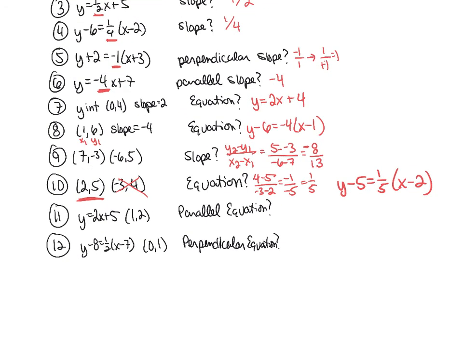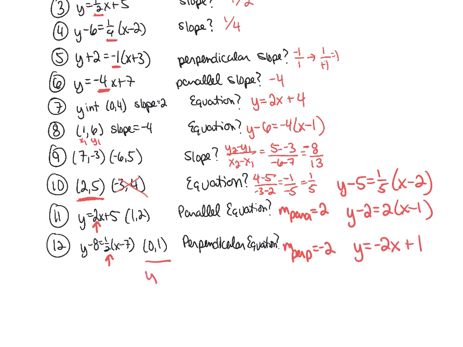Number 11 wants a parallel equation. So all I care about is the slope. M parallel would equal 2. So my equation is going to be y minus 2 equals 2 times x minus 1. My perpendicular equation, my slope is 1/2. So perpendicular would be negative 2. And then I have 0, 1, so I'll do y equals negative 2x plus 1, because that's a y-intercept. And that should cover it for your Schoology quiz.